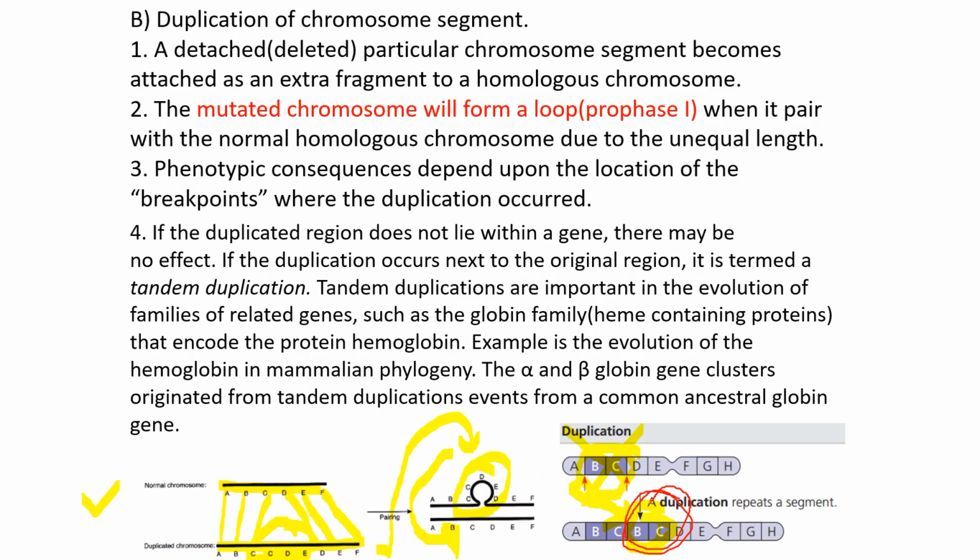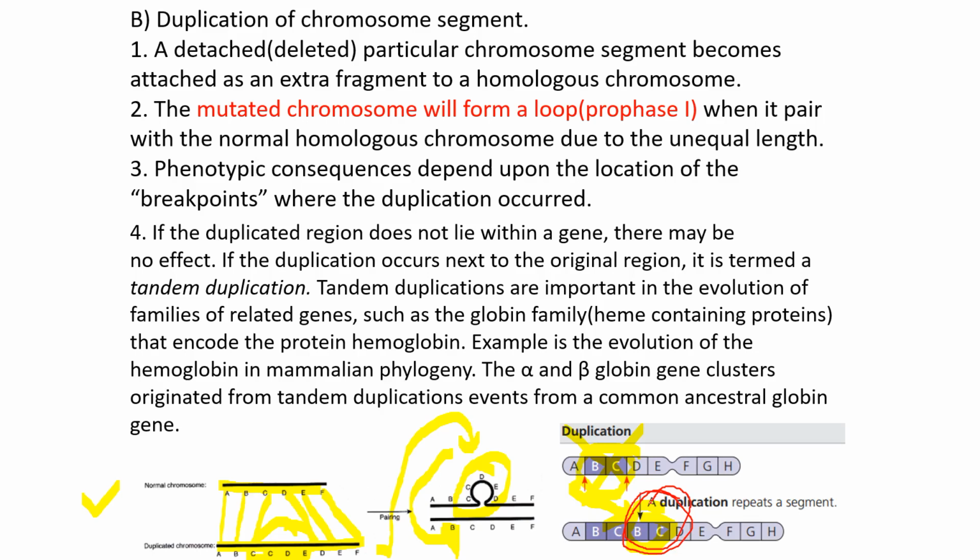But if the duplication occurs next to the original region, it is termed a tandem duplication. Tandem duplications are important in the evolution of families of related genes, such as the globin family. Globin family means proteins that have heme, like your red blood cell erythrocyte, the alpha polypeptide and the beta polypeptide. Polypeptide is the protein, and you know the polypeptide chain has a heme, right?